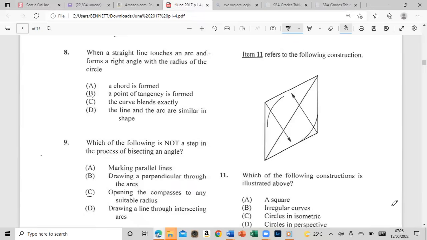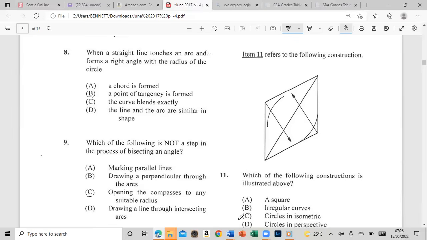Item 11 refers to the following construction. Which of the following construction is illustrated above? Is it A, a square, B, irregular curves, C, circle in isometric, or is it D, circle in perspective?